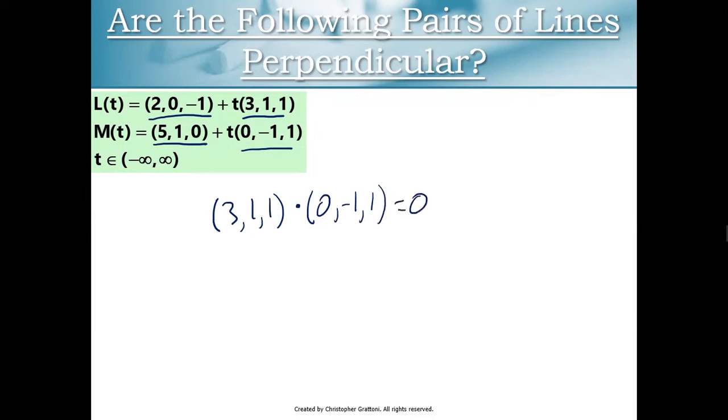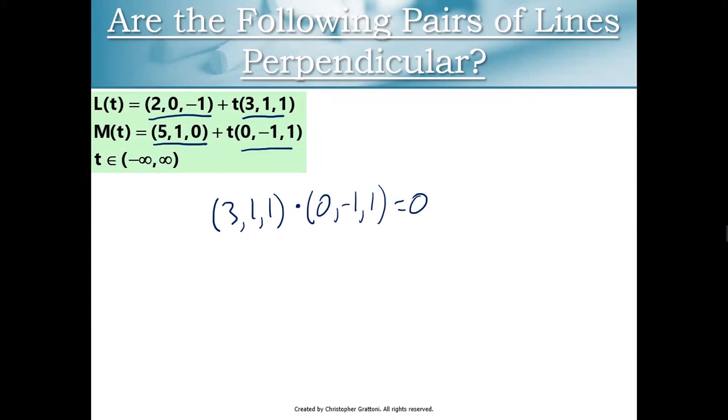Now for our next example, I have a similar pair of lines, but I've got a slightly modified L of t and M of t. What you could see here is that the starting points for L of t and M of t have been shifted a little bit, but by the way, these slope vectors are going to remain the same. It's not enough to just say, oh, the dot product of 3, 1, 1 and 0, negative 1, 1 is equal to 0, so therefore the lines are perpendicular. Nope, we have to do a little bit more work here, and that little bit of extra work is to determine whether these two lines actually have an intersection.